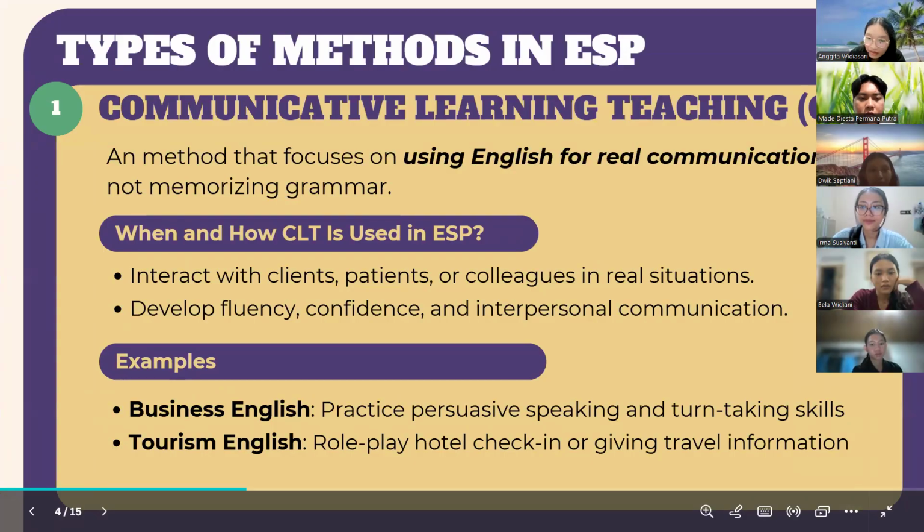All right, thank you, Dwi. So today we're moving to the next material. It is about the types of method in English for Specific Purpose, or ESP. In our presentation we have four types, which are communicative language teaching, task-based learning, project-based learning, and content-based instruction. Okay, and the first one I want to explain is communicative language teaching.